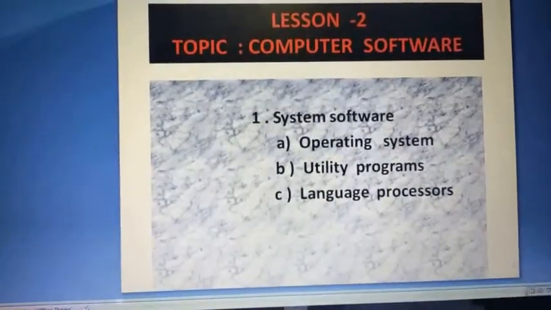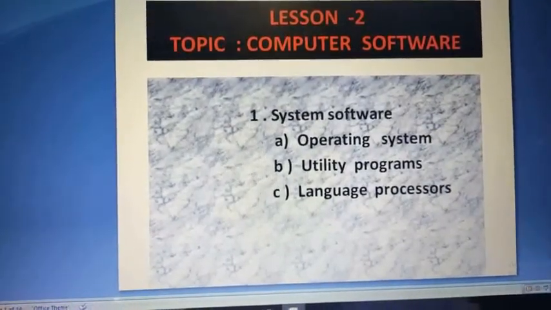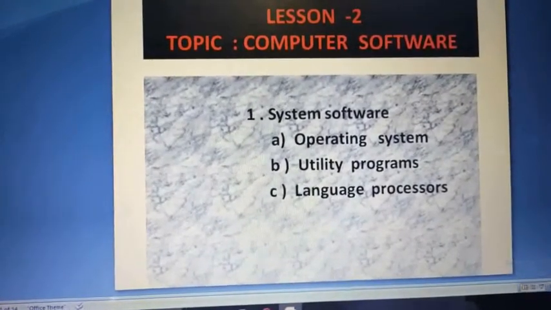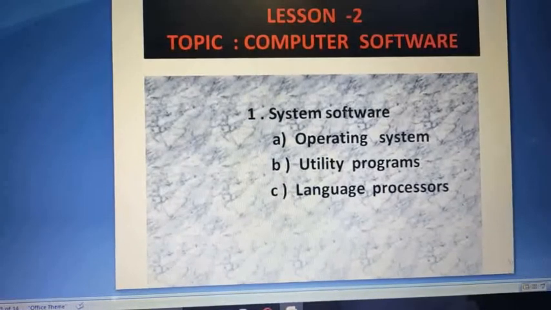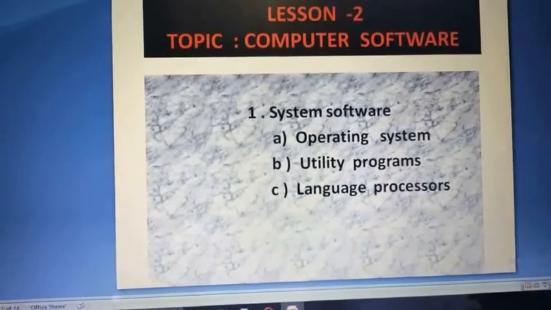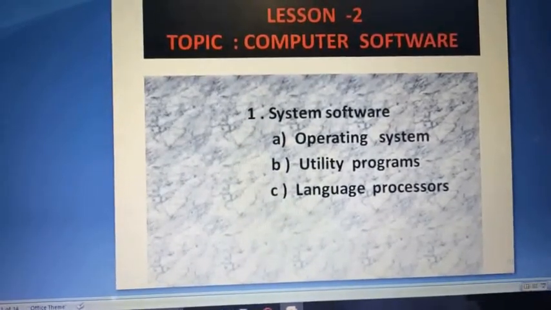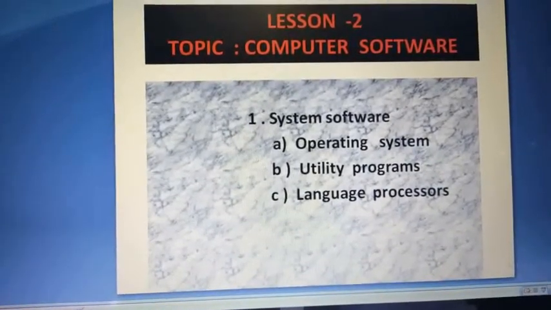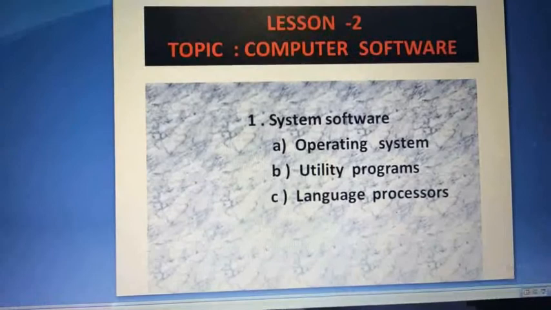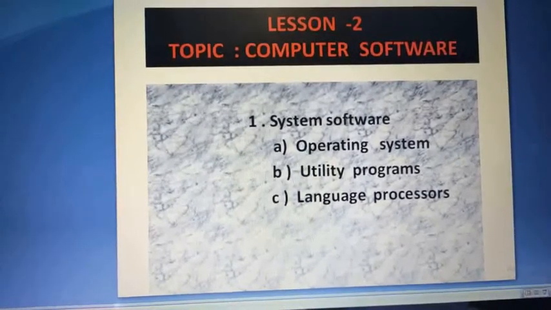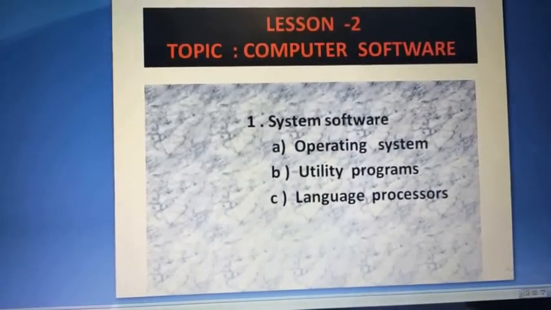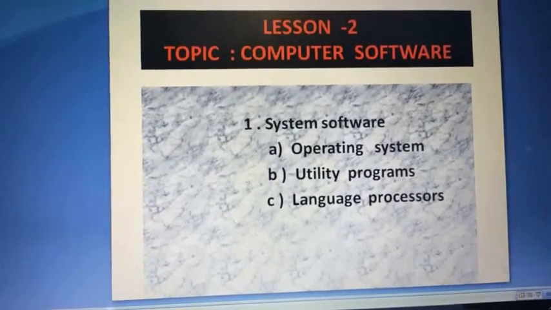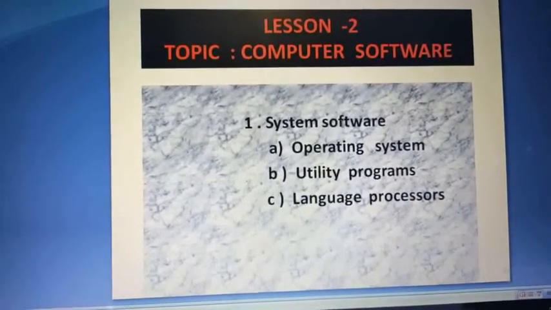Now we are going to discuss system software. There are three system software. First one is A, operating system. B, utility programs. C, language processor. First one is operating system. Second one, utility programs. Third one is language processor. Now we are going to study this topic.